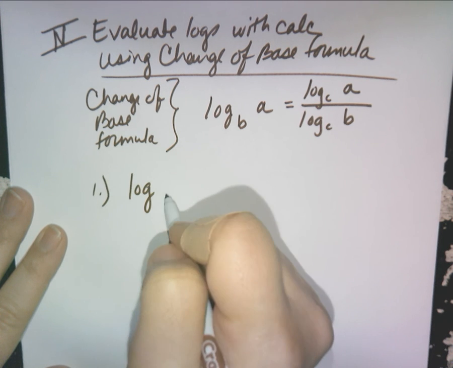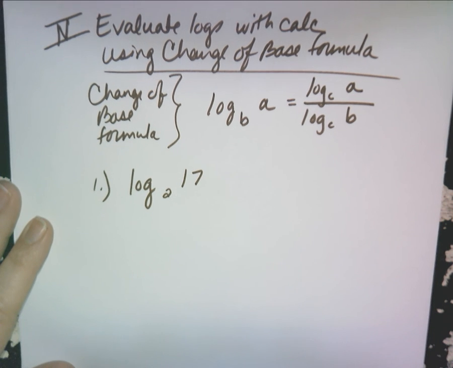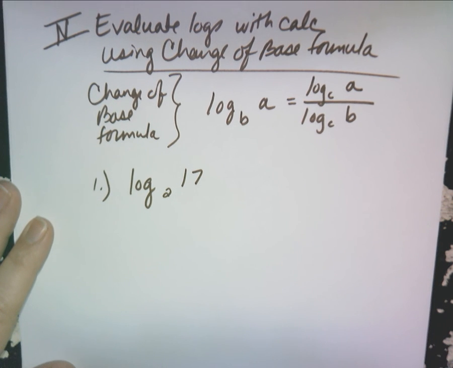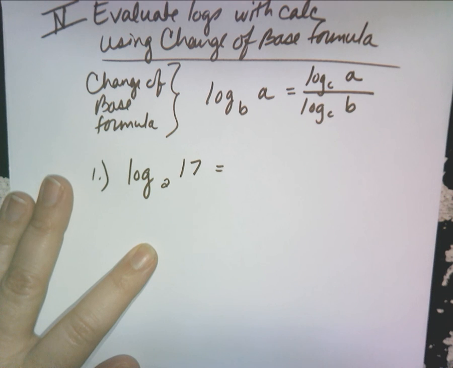So if you had log base 2 of 17, obviously 2 to the x equals 17. What's the power of 2? I mean, that's tough right now. It's going to be a decimal, right? It's going to be a little bit higher than 4, right? Because 2 to the 4th is 16. So it'd be 4 point something. But what you're allowed to do is change the base.